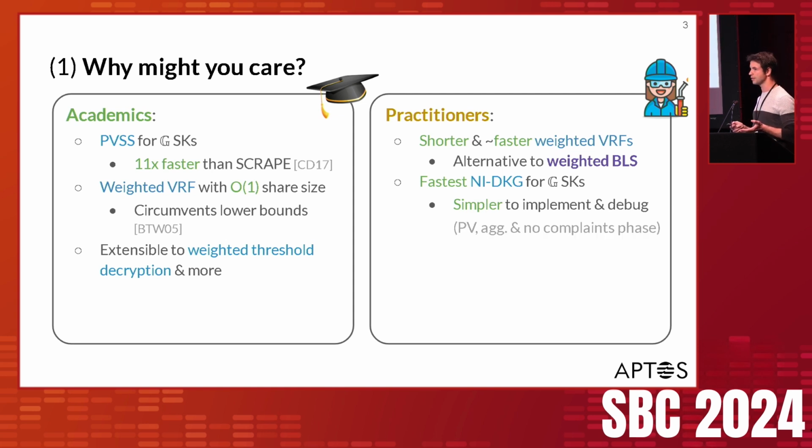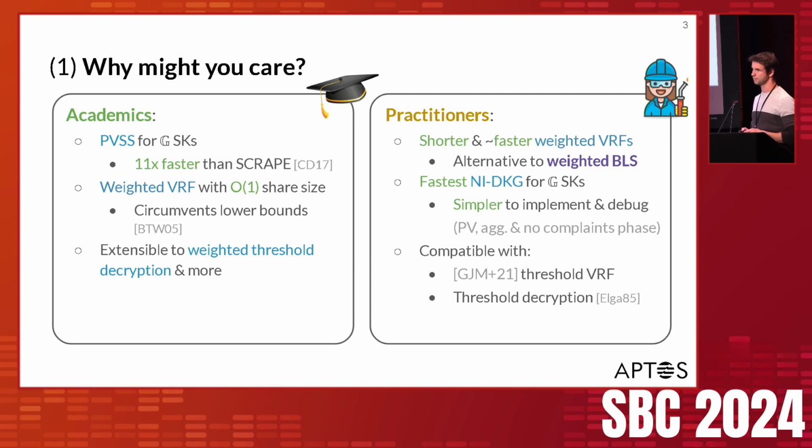And this is for a lot of reasons. It's based on publicly verifiable secret sharing. The scheme is aggregatable, so you can post the final transcript on chain. And it lacks this complicated complaints phase, which is a pain to implement and a pain to debug and test. And this DKG is compatible with not just our weighted VRF, but also other crypto systems like the GJM21 threshold VRF and threshold decryption from El Gamal.